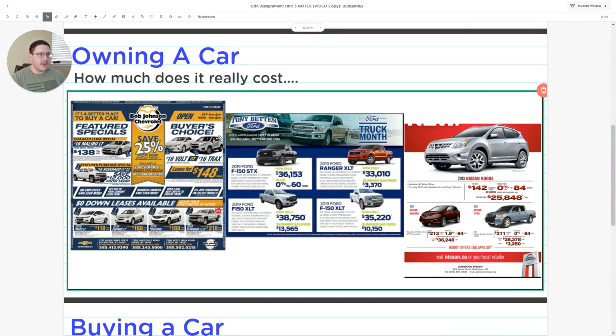Owning a car, how much does it really cost? So here are some examples of deals that you see when going out to buy a car. These are coming from different types of advertisements from newspapers, online, whatever. You have things like save 25% from MSRP. You have a lease for $148 per month. You have 0% down for 60 months, etc. You have different types of models, different years and makes. So how much are you actually paying for all this stuff?